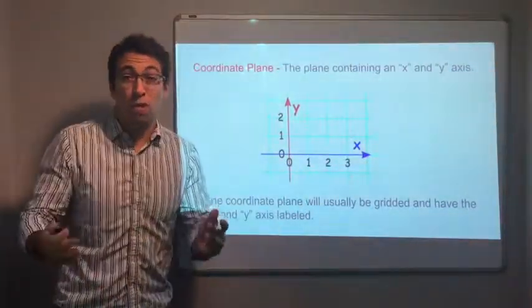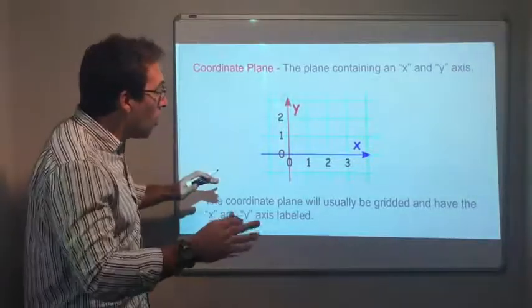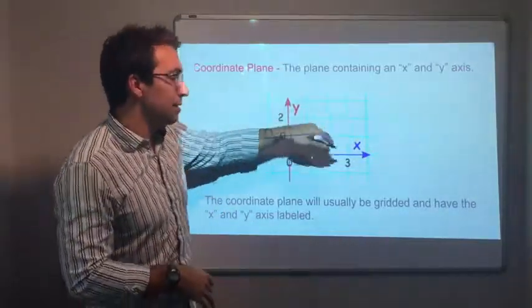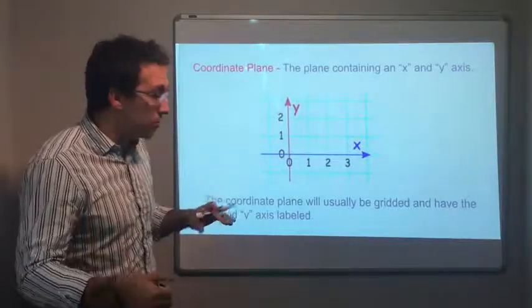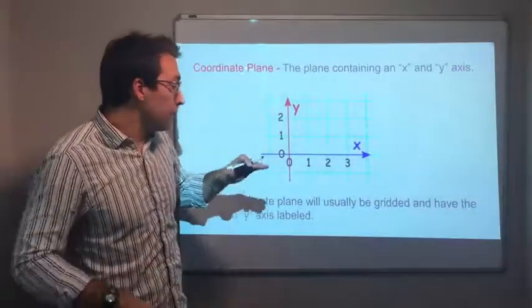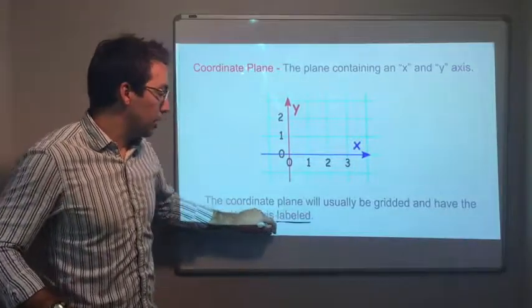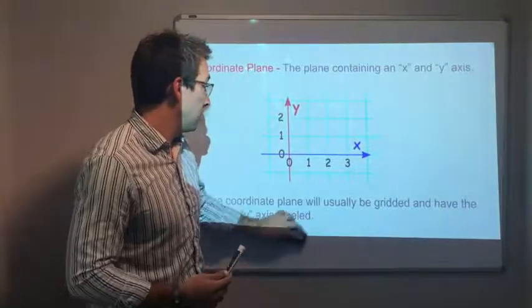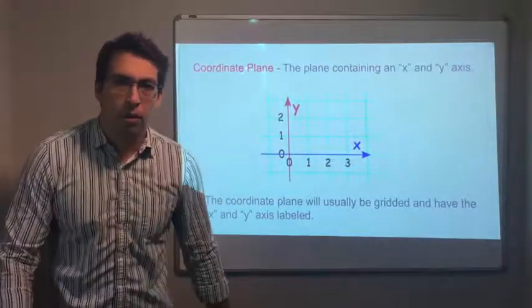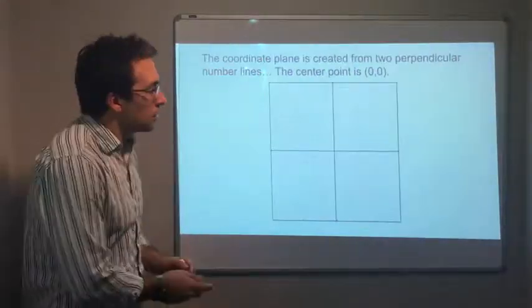The coordinate plane will usually be gridded, and you can see the grid lines. It's always going to have the x and the y-axis. Labeled, here's the key word. It usually is going to be labeled, but sometimes you might have to label it yourself. All right, so let's look at this.